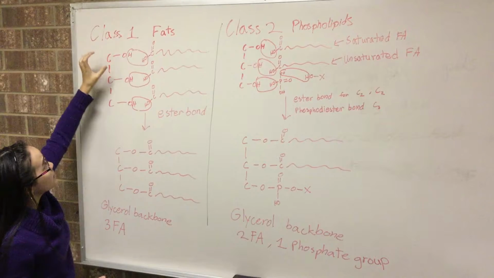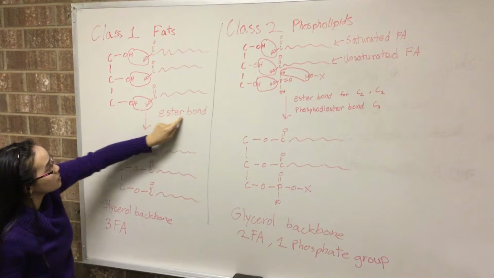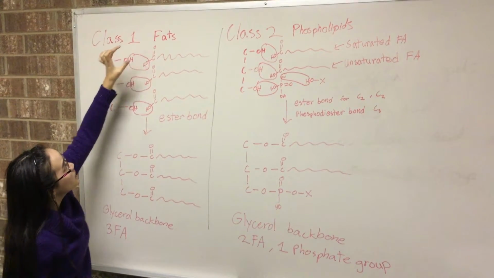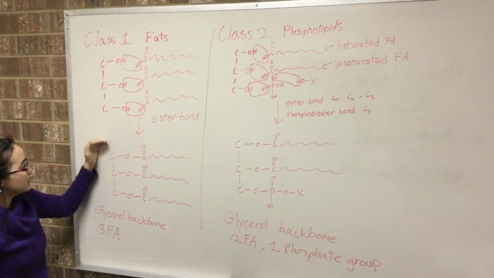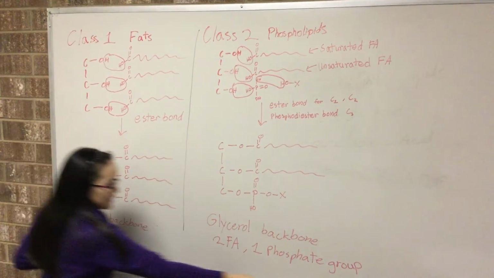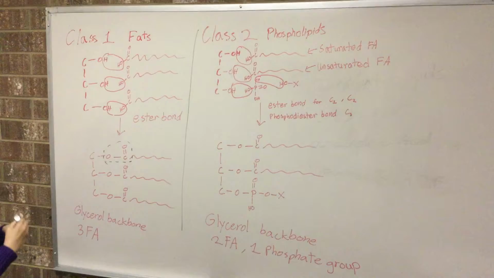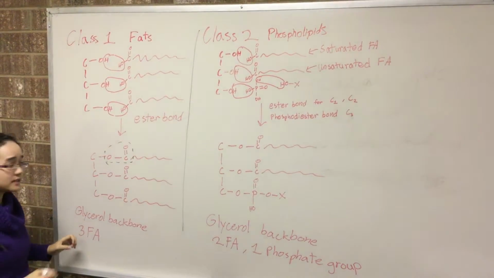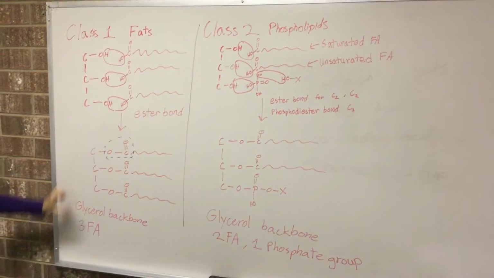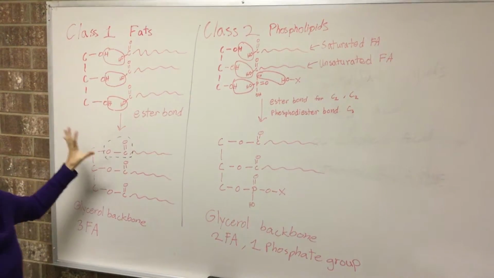The bonds that the hydroxyl group and the carboxyl group will form is an ester bond. So there will be 3 ester bonds between the hydroxyl and the carboxyl. This is the result. This is where the ester bond is. And this entire thing is the fats. So glycerol backbone, 3 fatty acids, ester bond. And that's class 1 fats.